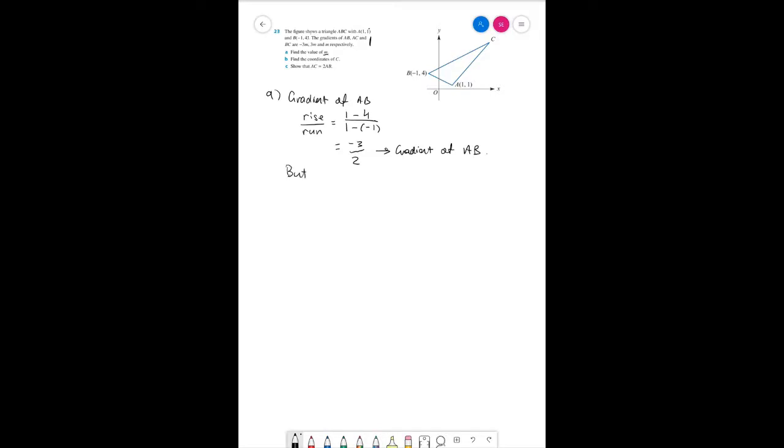But we also know that the gradient of AB is equal to minus 3m. So that means minus 3m is equal to minus 3 on 2. Now if we do some arithmetic, these 3's will cancel, so we'll get m is equal to 1 on 2.